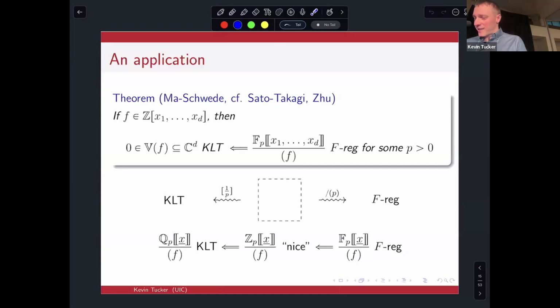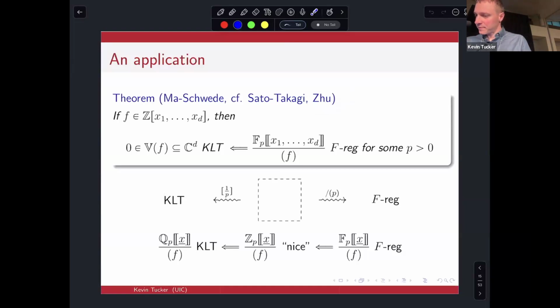In fact, the hypersurface case can be, I think, seen by work of Zhu from earlier work that doesn't use these methods. It also holds much more generally. So the Q-Gorenstein setting would work for Ma and Schwede's work. The non-Q-Gorenstein setting and some versions for F-pure and log canonical are due to Sato and Takagi.